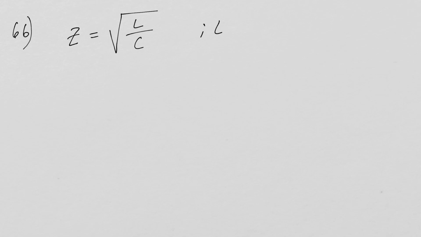Okay, we're solving for L. I'm going to start by squaring each side to get rid of the square root. I'll clear my fractions by multiplying each side by c, and we're done.